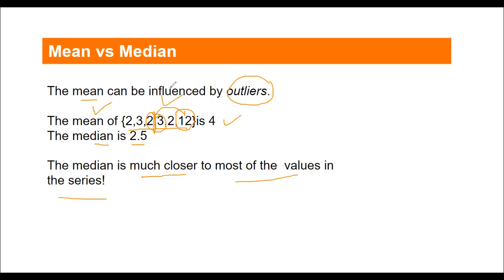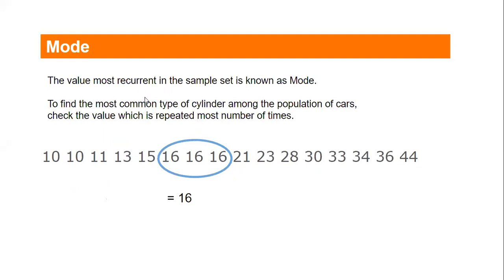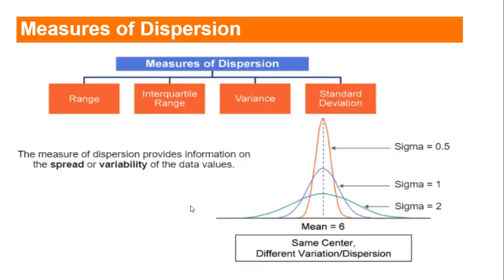The last one is the value that is most recurrent, most frequently occurring in the data set. It's known as the mode. You can see in this data set the number 16 is used 3 times. The frequency of this number is 3. If you check 10, it's only 2 times, 11 is 1 time, 13 and 15 are 1 time, and the rest are also 1 time each. But the number 16 has the highest frequency. The most frequent data is 16, right?